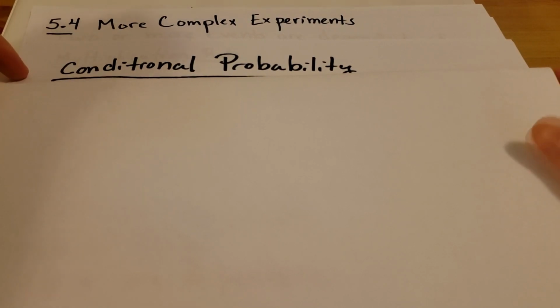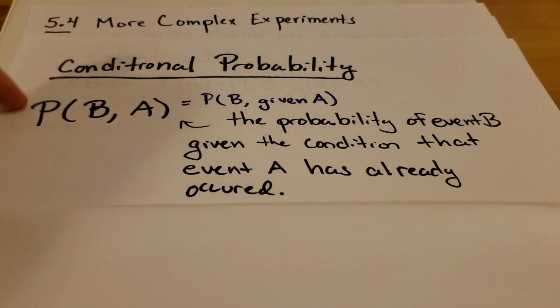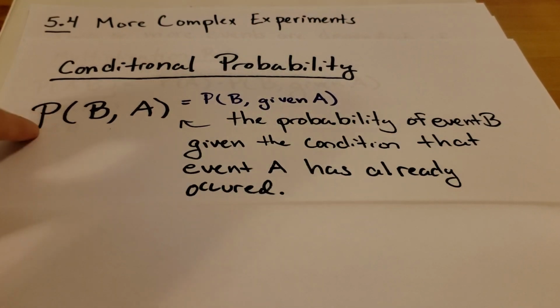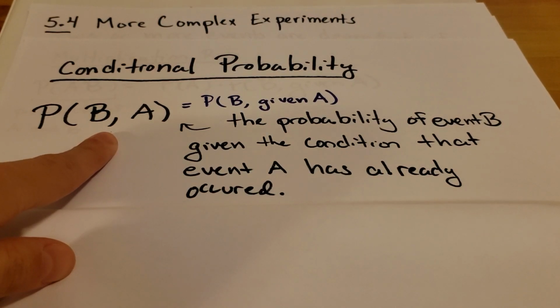Well, now we're going to be starting section 5.4 of your text, which is on more complex experiments. Before we can get into everything they start talking about, first we need to talk about what conditional probability is. So conditional probability, the notation we use for it, we write it like this: probability of event B, given that event A has already happened.